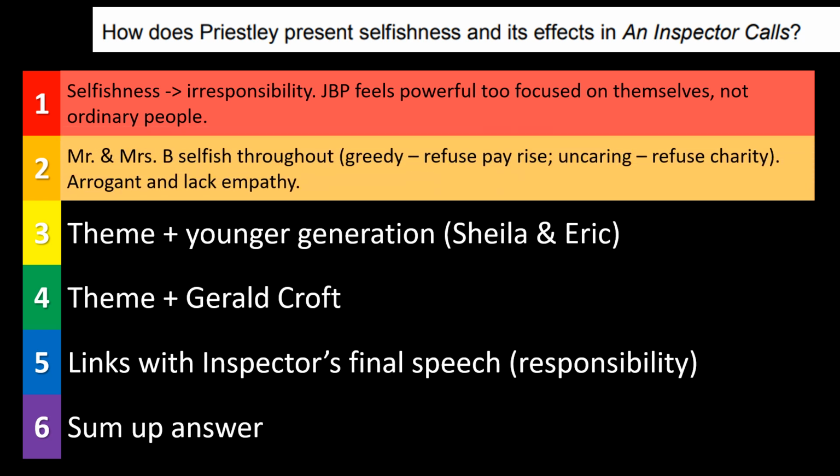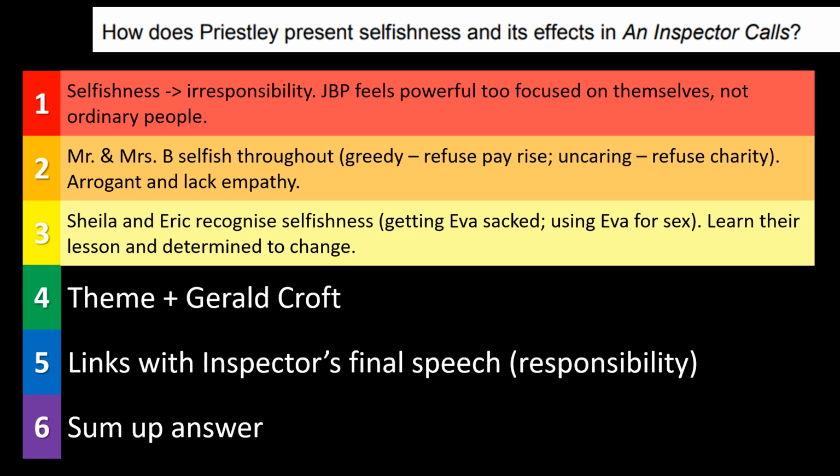Mr. and Mrs. Birling remain persistently selfish. Mr. Birling wants to make as much money as possible for himself, so refuses to give his employees a well-deserved pay rise. His wife insists that her actions in turning down Eva's application for charity were justified and does not accept any blame at all.